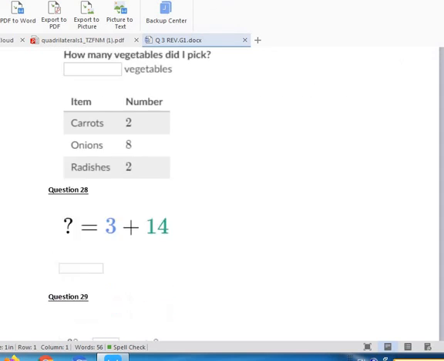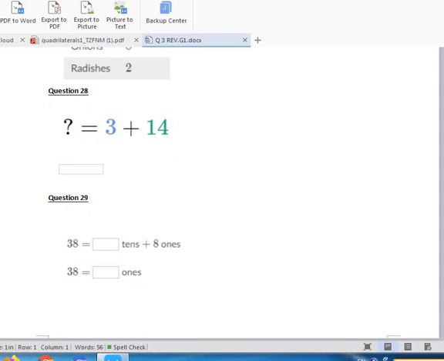By this we have covered it. Okay, I can see another question. It was hidden. 38 equals how many tens plus 8 ones? 3 tens. So 3 tens plus 8 ones. Okay, so by this we have covered the revision.